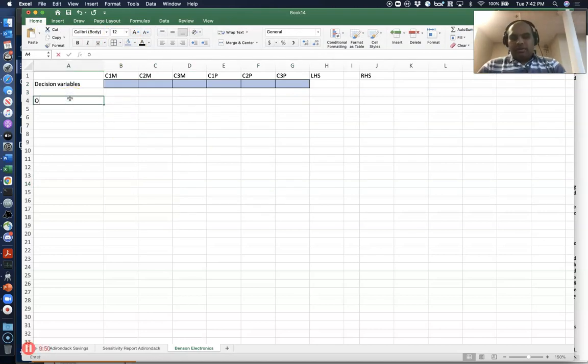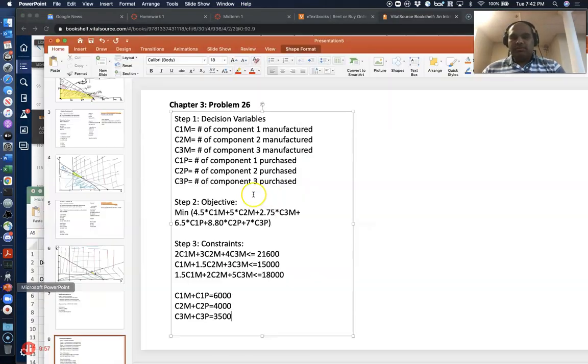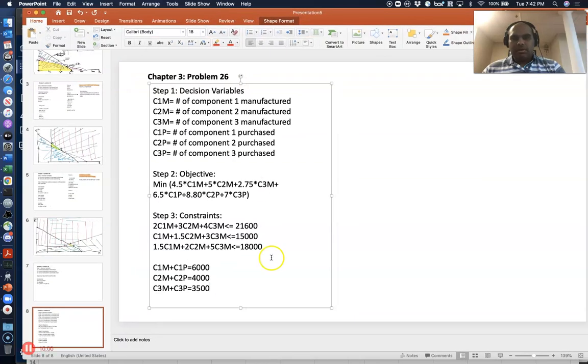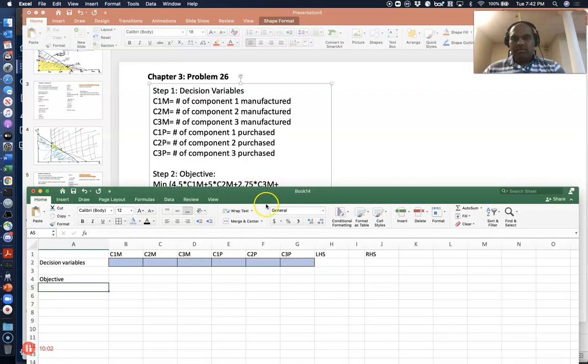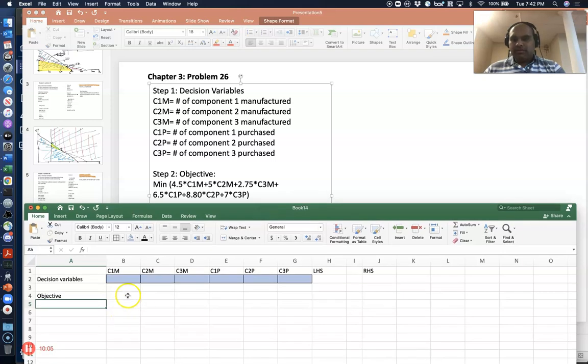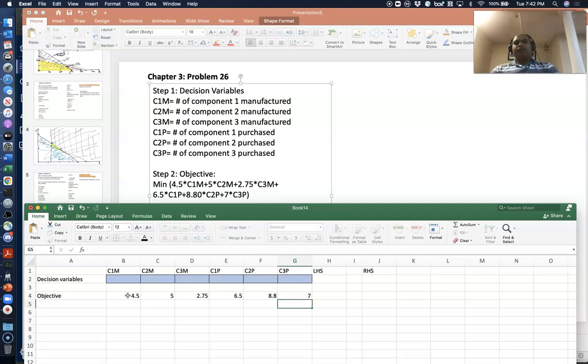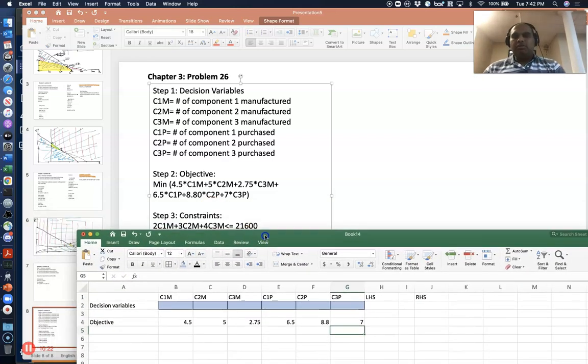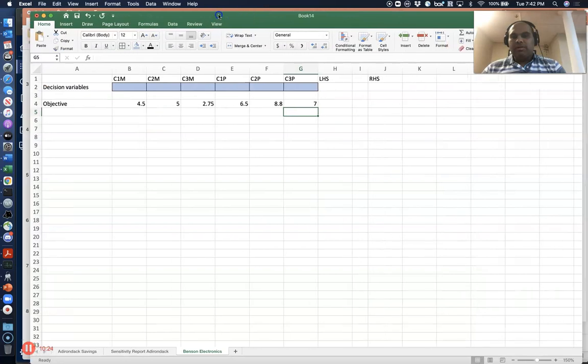Of course, the objective. Objective is cost minimization here. Right. So the objective: 4.5, 5, 2.75, 6.5, 8.8, and 7. Right. So those are my coefficients for the objective. And then let's write the constraints.